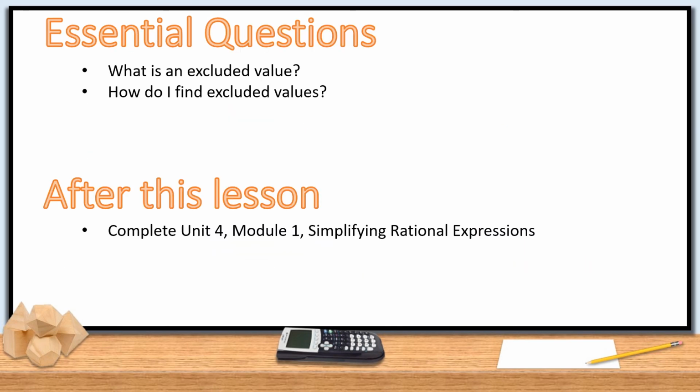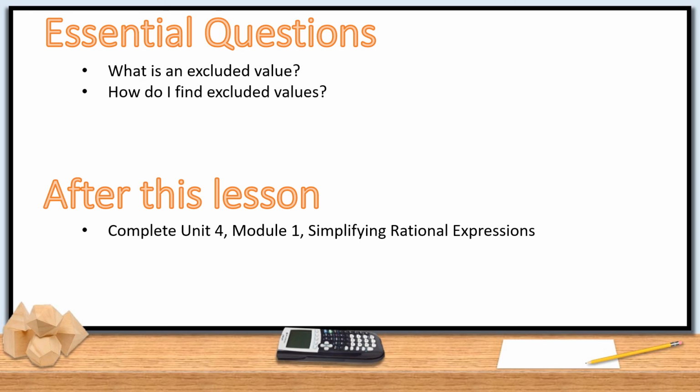So essential questions: what is an excluded value? It's basically a hole or an asymptote, a value that would result in the denominator of a rational expression being 0. How do I find them? You factor the numerator and the denominator down into linear terms, cancel anything that would cancel out, those are your holes, and then any value of x that would make the denominator 0 would be an asymptote.